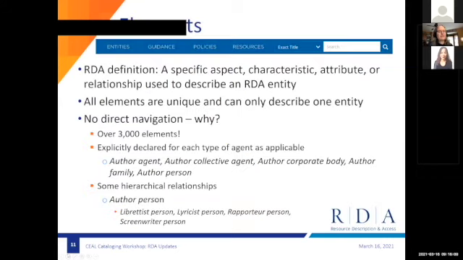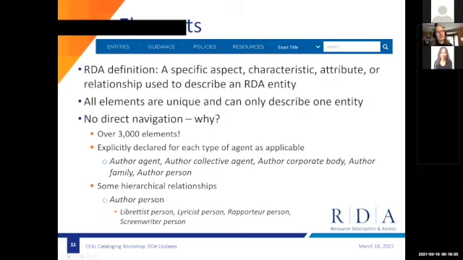So trust me, this slide title says elements. The RDA definition is a specific aspect, characteristic, attribute, or relationship used to describe an RDA entity. All RDA elements are unique and can only describe one entity. Now you notice elements is not in this navigation dropdown. Why? Because there are over 3,000 of them. There's no way we could get any kind of meaningful dropdown that way.